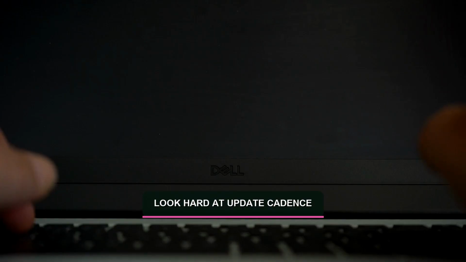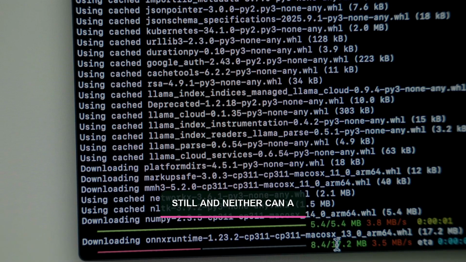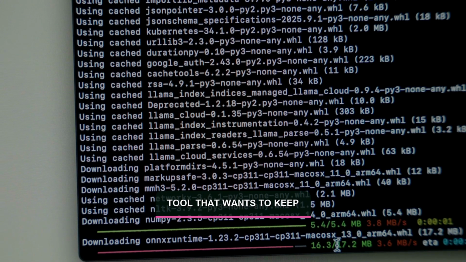Look hard at update cadence and support, because detection does not sit still, and neither can a tool that wants to keep working.